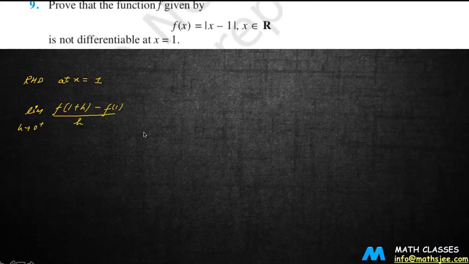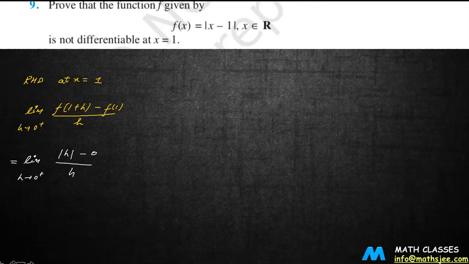So this is basically the right hand derivative, and if you are able to find out the limit, whatever limit comes out, we'll write down that limit, right? So let us try to find out the limit of this. We'll try to substitute the values: f of 1 plus h is nothing but mod h, if you just substitute 1 plus h here. This is mod h, minus f of 1. f of 1 is 0, divided by h.